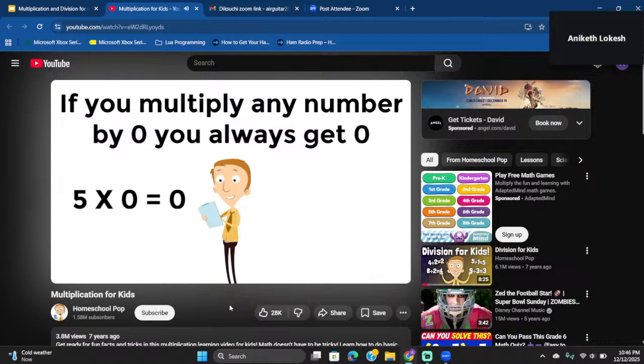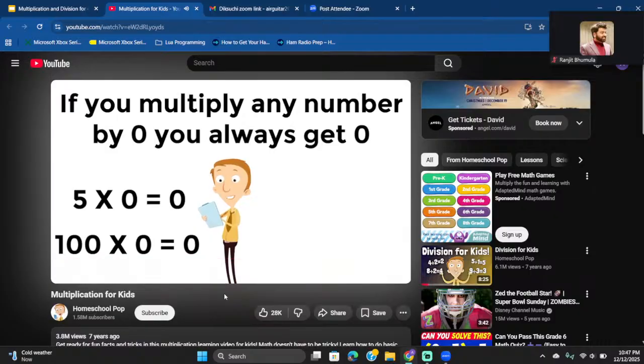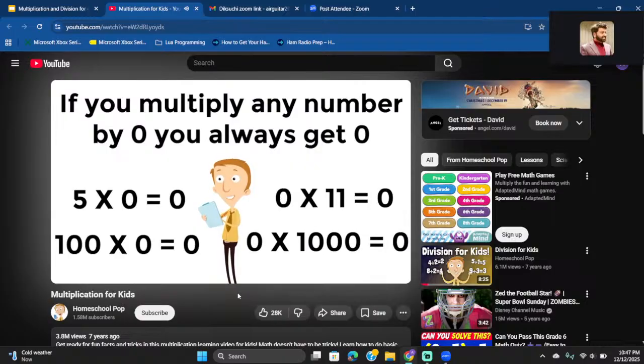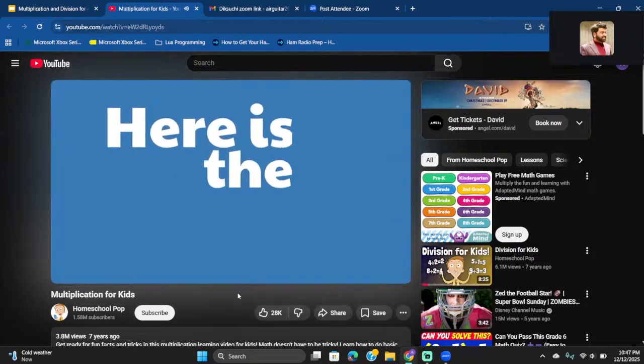100 times 0 equals 0. Even if 0 is the first number in the equation, you still always get 0 when you multiply by any number. For example, 0 times 11 equals 0. And 0 times 1,000 equals 0. If you multiply any number by 0, you always get 0. Oh, this has been so much fun. Here is the next trick.